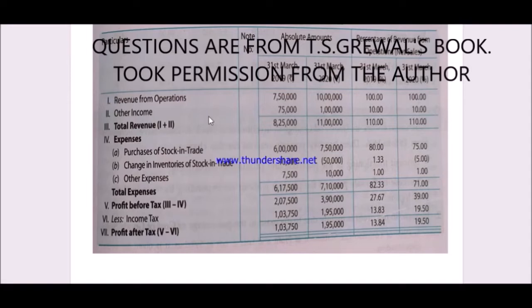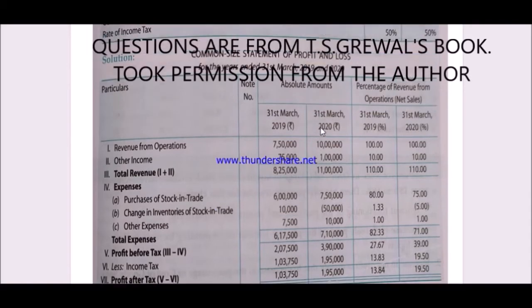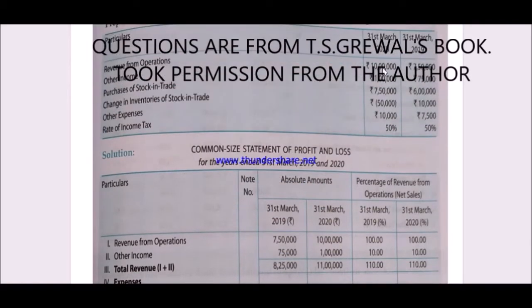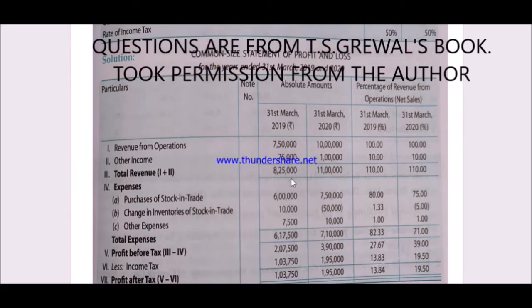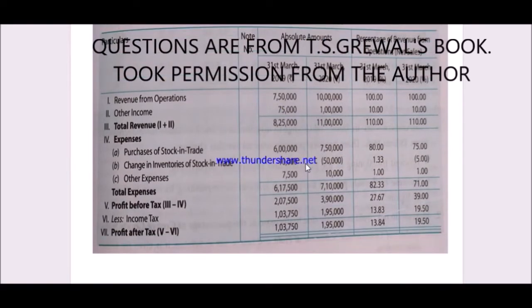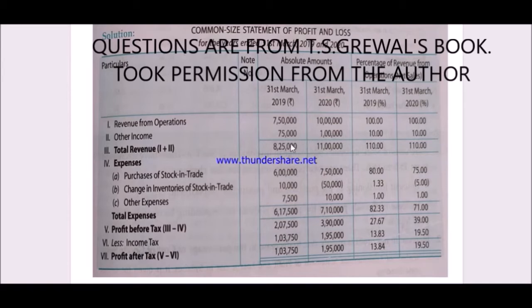As I have told you earlier, these two columns are very simple. You don't have to use your mind here that much. You have to just copy those figures, 7,50,000, 10 lakh, and so on. Okay, so in these two absolute items, you don't have to do that much work. You have to just copy. So once you have copied, then you come to the revenue from operation.